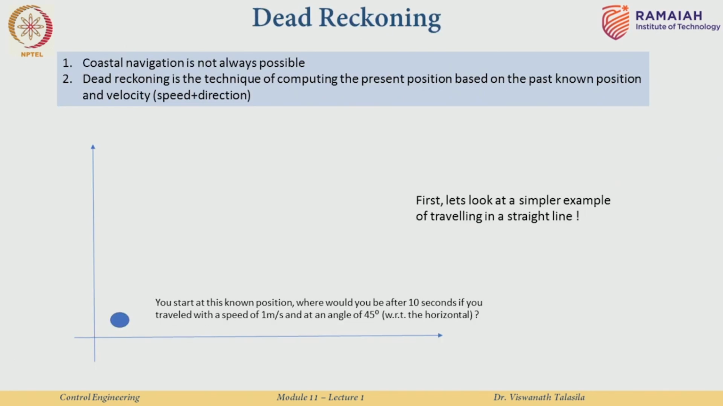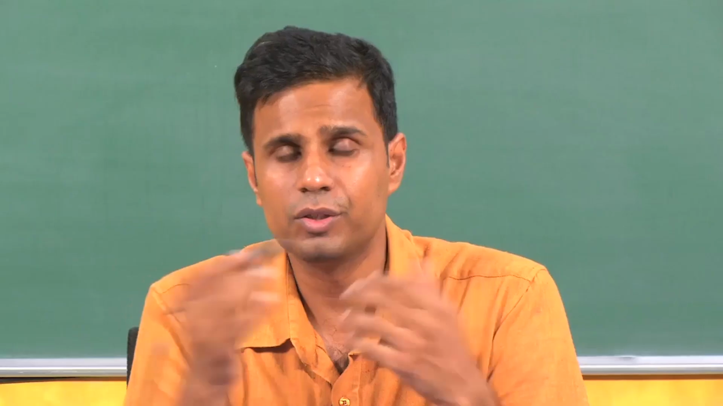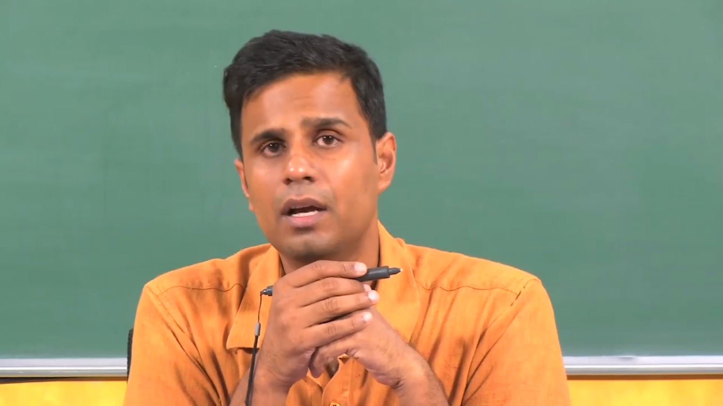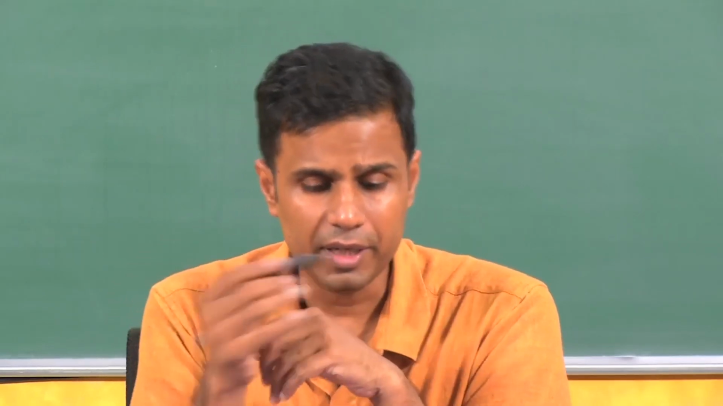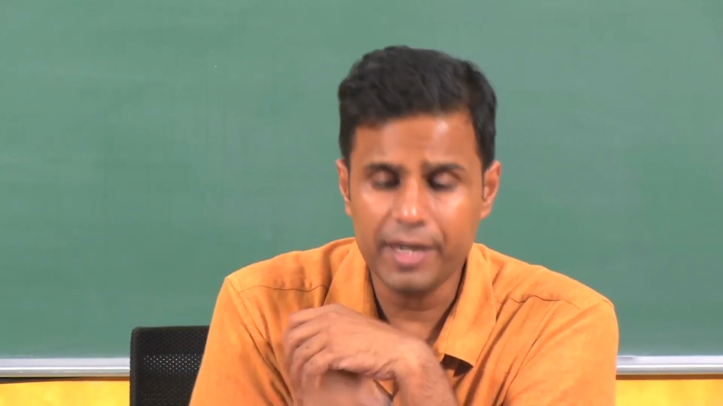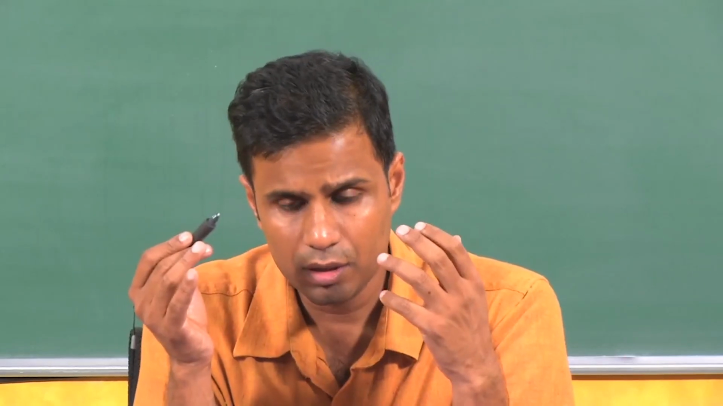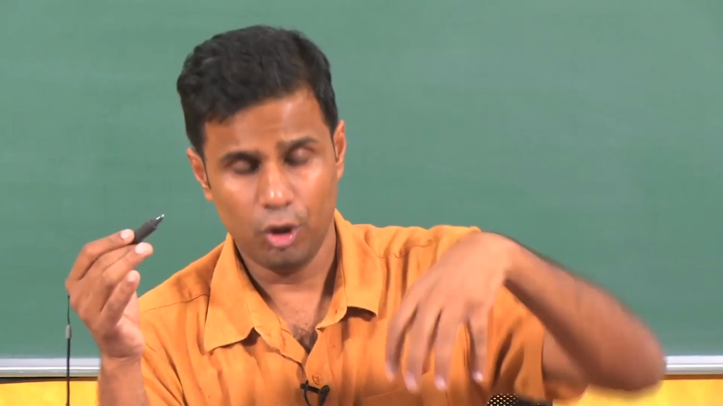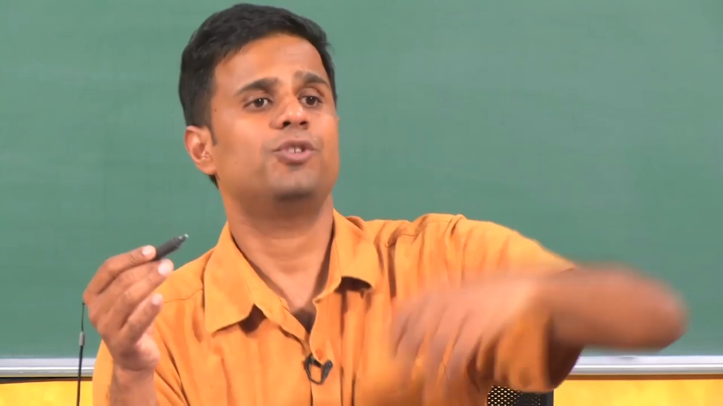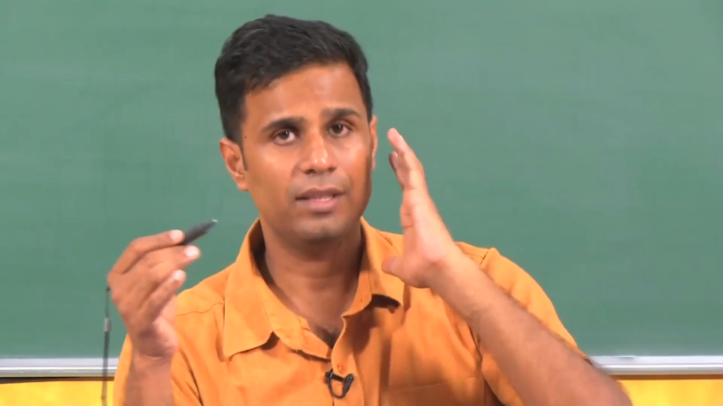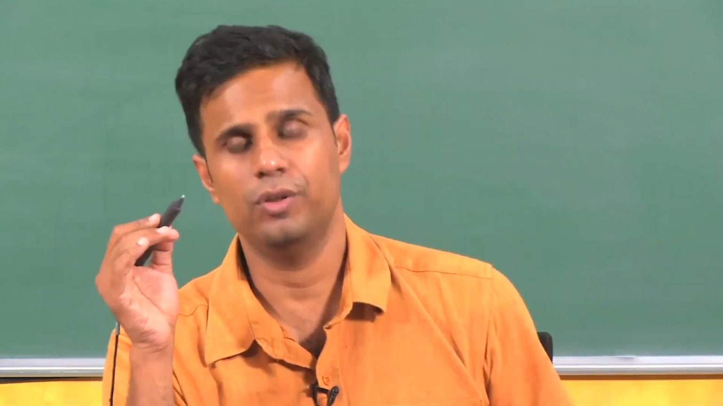Now, let us move to dead reckoning. Dead reckoning is a very simple concept and very easy to understand. So, of course, coastal navigation is not always possible. You may not be at the coast, or you may not have interesting landmarks to observe even on land, and then navigation becomes a little bit tricky. That is where you use the concept of dead reckoning, which is the technique of computing your current position based on your past known position and the speed and direction in which you have gone.